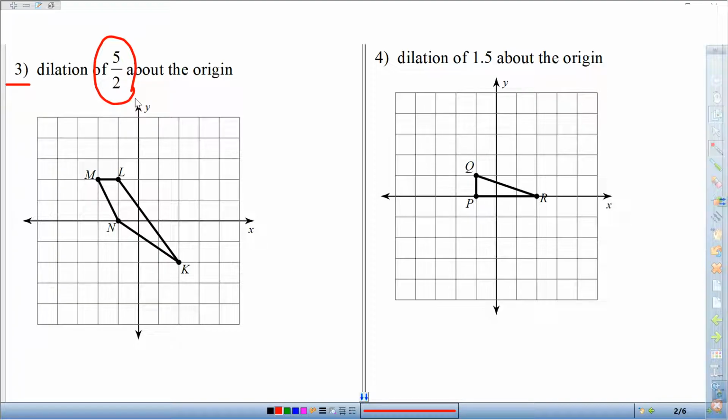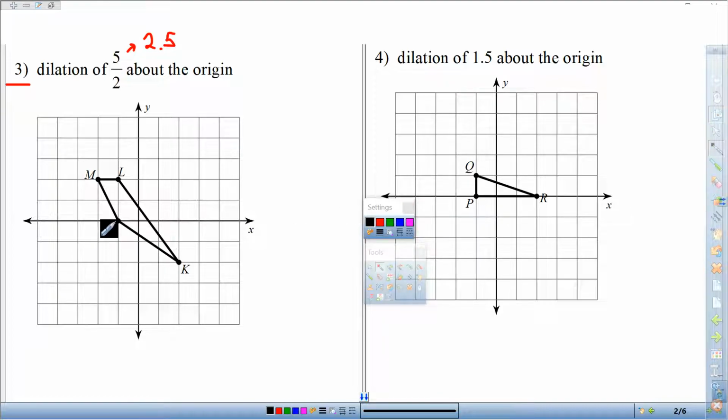So, 5/2. First thing, if you're given a fraction, turn it into a decimal. That's just typing this math into a calculator. 5 divided by 2 is going to give me 2.5. So that's actually the number that I'm going to be multiplying by. And then from here, first step is getting the coordinates of these points here.